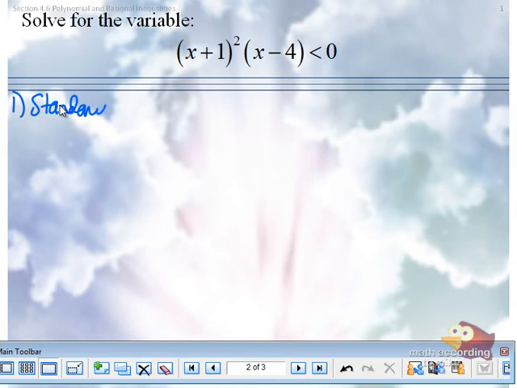Write in standard form and solve the related equation.